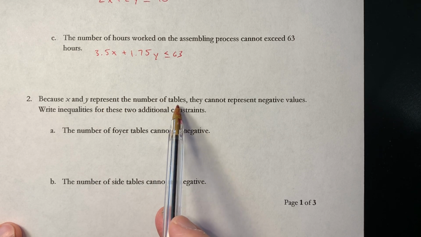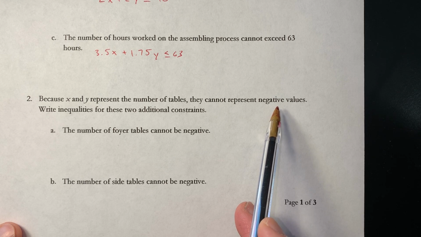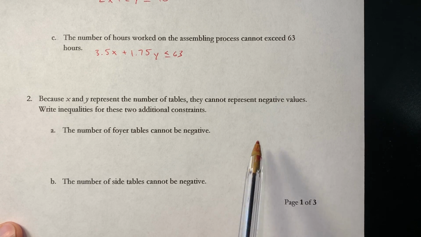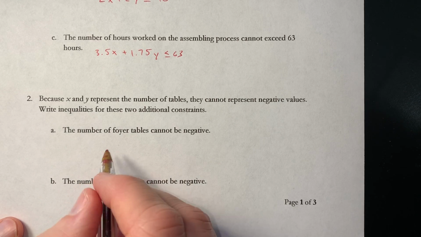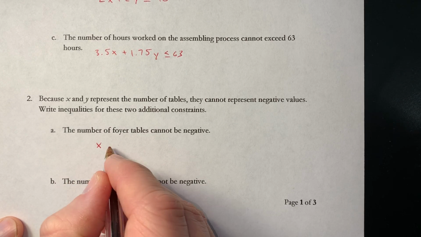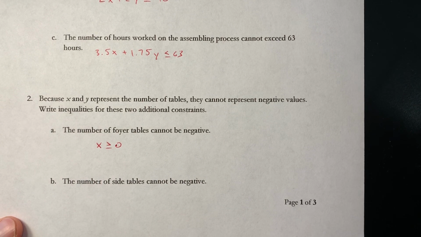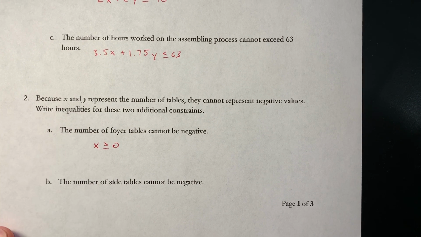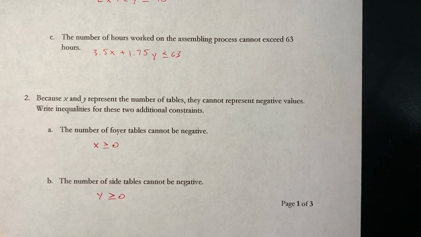Because X and Y represent a number of tables, they can't be negative. You can't have a negative number of foyer tables or a negative number of side tables. So the number of foyer tables cannot be negative, so foyer tables are X, and they have to be greater than or equal to 0. The side tables also can't be negative, so the number of side tables, Y, has to be greater than or equal to 0.